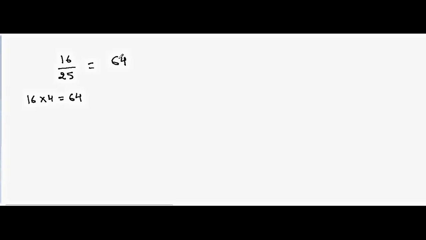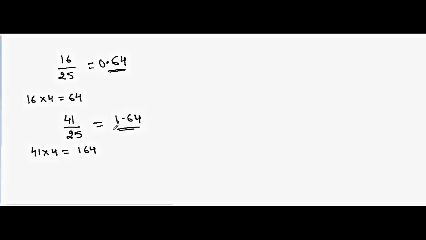And now I'll put a decimal after 2 digits from the right. So that will be equal to 0.64. That's my answer. Again, if I have 41 and I want to divide by 25, in this case 41 into 4 is equal to 164. So the answer will be equal to 1.64.